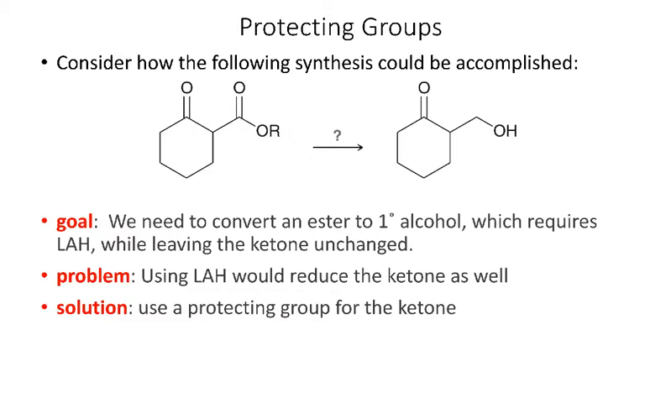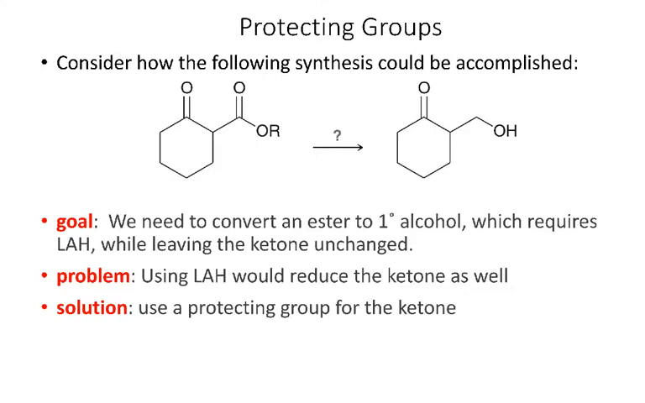So let's imagine we wanted to do this synthesis. So I want to convert this compound into this one. And so I want to convert this ester into a primary alcohol, but I want to leave the ketone alone. So that's our goal, to convert this ester into this alcohol. Now the way to do that is to use lithium aluminum hydride, and that will take my ester and convert it into the alcohol. The problem is the lithium aluminum hydride is also going to reduce the ketone.